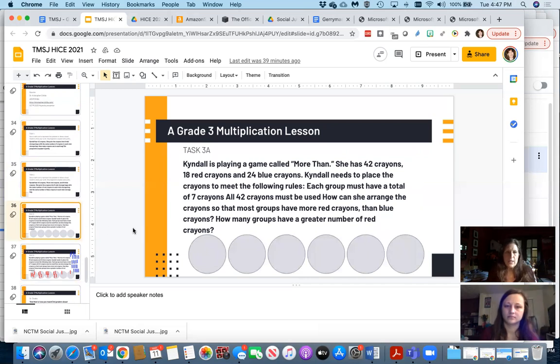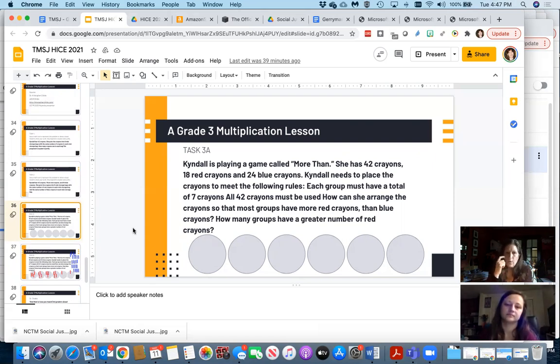So now he's talking about test 3, where Kendall's playing a game called More Than. She has those 42 crayons, 18 red, 24 blue, and she needs to place the crayons meeting the following rule. Each group has to have a total of 7 crayons. All 42 crayons must be used. How can she arrange the crayons so that most groups have more red crayons than blue crayons? And how many groups have a greater number of red crayons?